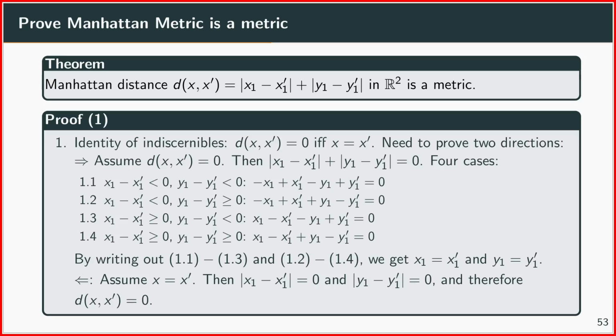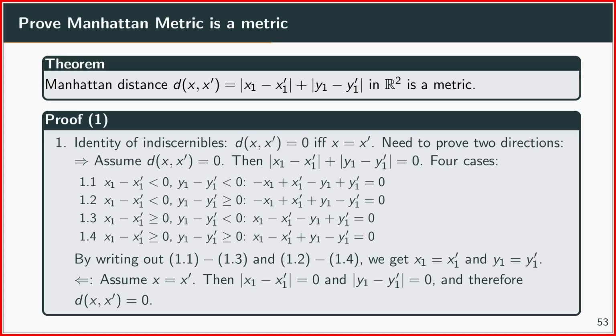Yeah, the first one, you have to basically prove two directions. You have to say, okay, if two configurations have a distance of 0, then they are equivalent, and you also have to prove the inverse. You have to say, okay, if those two configurations are equivalent, the distance between them is 0.